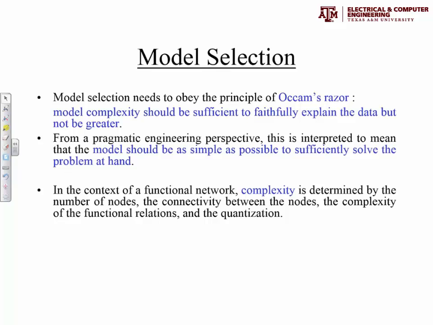Then the complexity of the functional relations. How does this node depend on its predictors, or the other nodes that are affecting it? Is that a simple function, or is that something more complicated? And also the quantization level. In the network, if you're going to quantize things, are you going to quantize the gene expression to 3 levels, 2 levels, or are you going to quantize it to 100 levels? So depending on the quantization level, the model is going to be more complex. If you have more quantization levels, it will be a more complicated model.